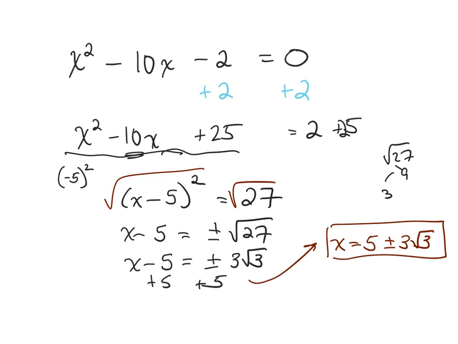So the big thing to remember with completing the square is you always want to make sure you get the x squared and the x on one side, take half of that middle term, and square it. That is the big thing to remember with complete the square, and you can solve it from there.